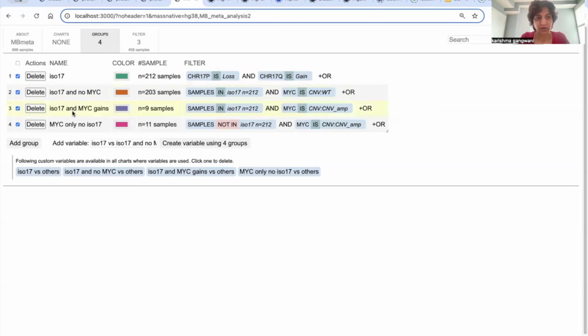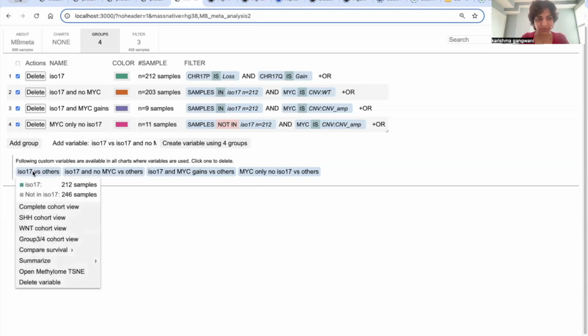Now we have all our groups created. So there's ISO 17 versus others, which contains everything regardless of the MYC amplification status. And then you have ISO 17 and no MYC versus others, which contains your ISO 17 without MYC amplifications. And then the third group is your ISO 17 with amplifications for MYC versus others, so now we are accounting for MYC in that. And then the fourth group is only MYC gains and there is no ISO 17. So let's look at their survival outcomes one by one.